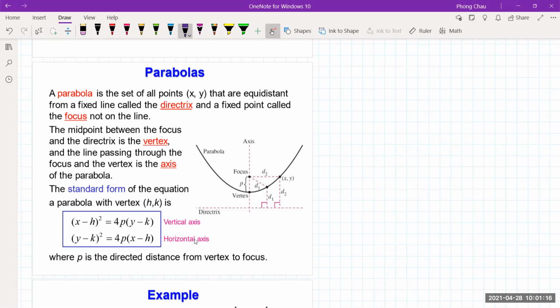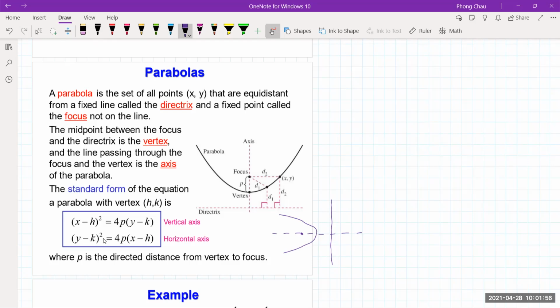If we have the horizontal axis, so that is when you have, say, the focus there, and then you have the directrix line like this. Then your parabola will open this way to the left. See that here we're going to have a horizontal axis of rotations.